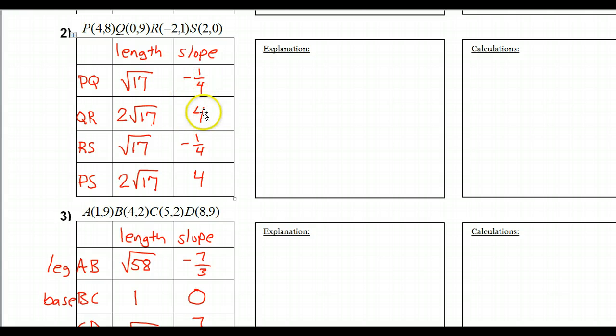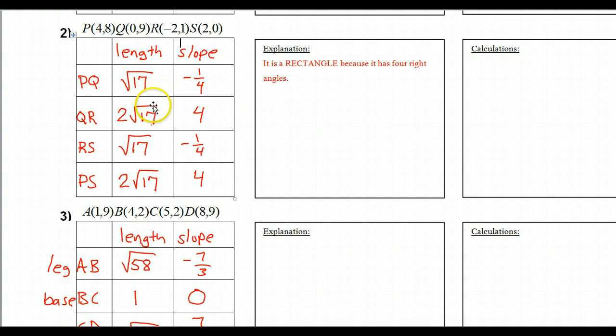the slopes here are opposite sign and reciprocal. That means that these consecutive sides are perpendicular, which means it has to be 90 degrees. It's a rectangle. So, as far as my explanation, for an explanation you can write, it is a rectangle because it has 4 right angles. That's the definition of a rectangle.